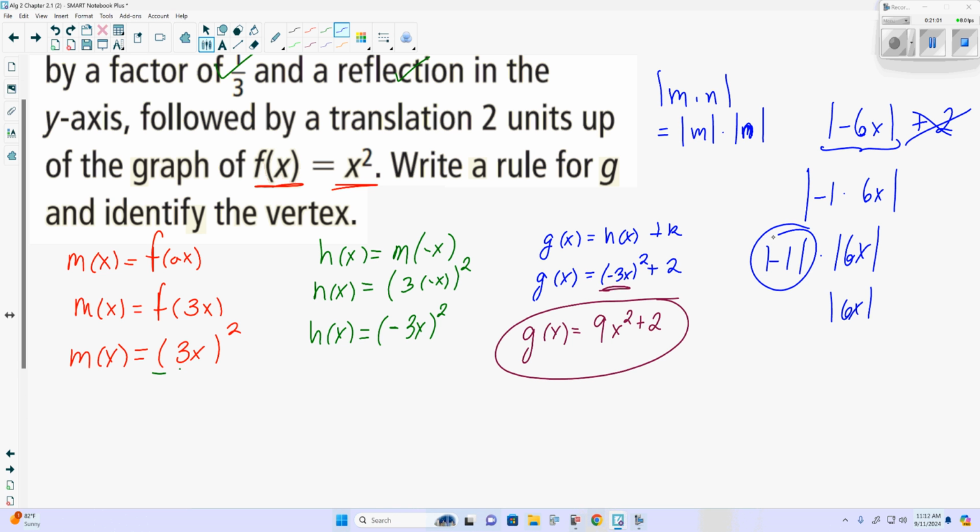What's the absolute value of negative 1? It's just 1. So I don't need it anymore. That's why our absolute value of negative 6x plus 2 is the same as the absolute value of 6x plus 2. So the 3x, negative 3x squared. So that question was where we got the 9 from.